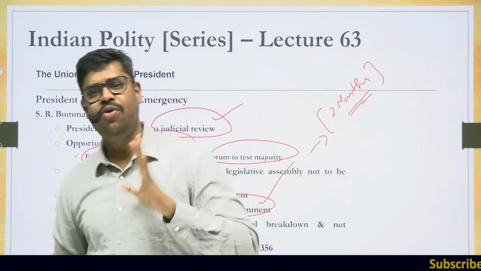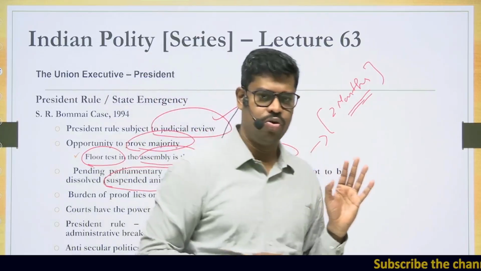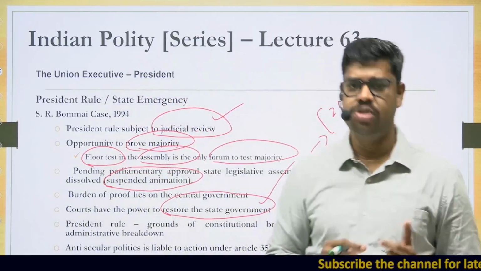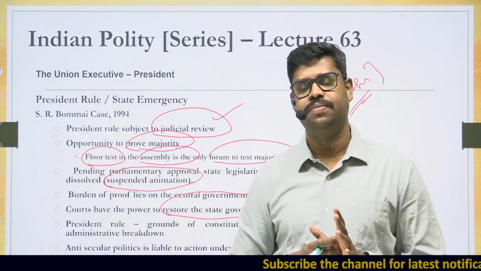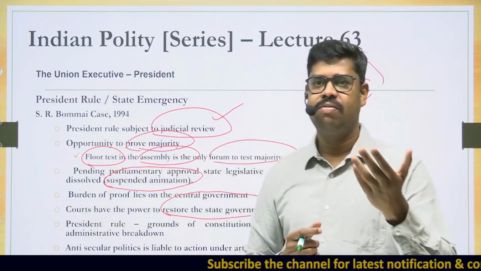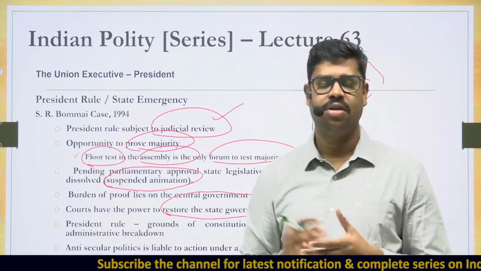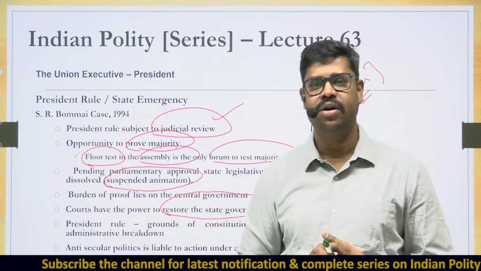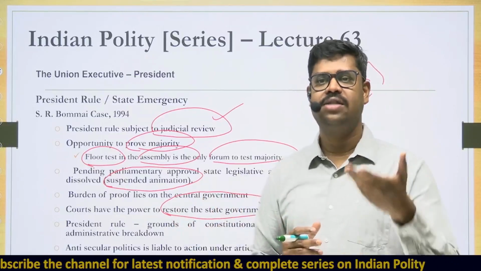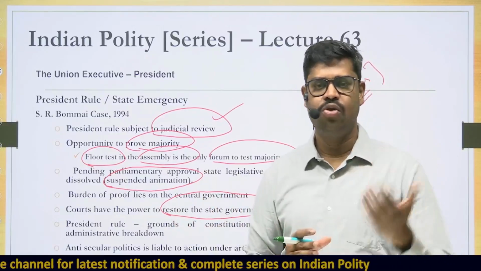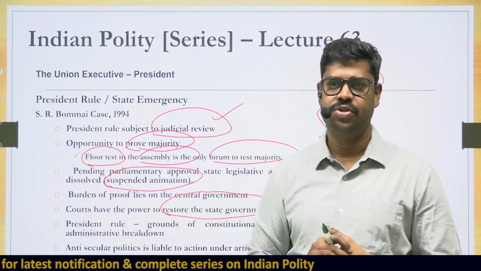And another important guideline that has been given by the court is that whenever the president rule is imposed in a particular state, and any state government challenges the imposition of the president rule because of the state emergency, a particular state government is dismissed, and hence they are the aggrieved party. So they can go to the court, challenge the imposition of president rule.